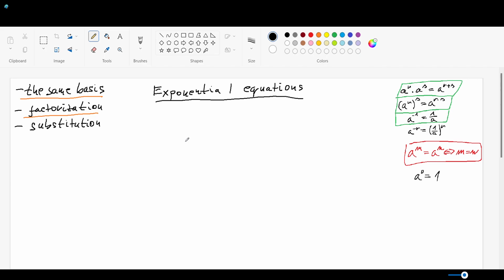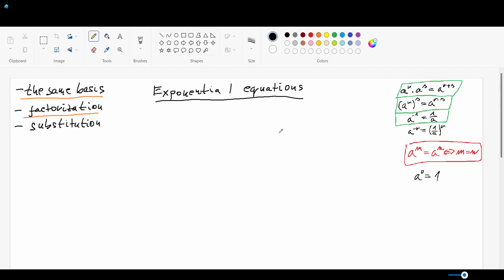Hello everybody. In today's video I'm going to show you how to solve exponential equations. But before I start, I have to say that we are not going to use the logarithm function to solve these equations. I will show this maybe in my next video, or not next, but in a couple of weeks or maybe a month.